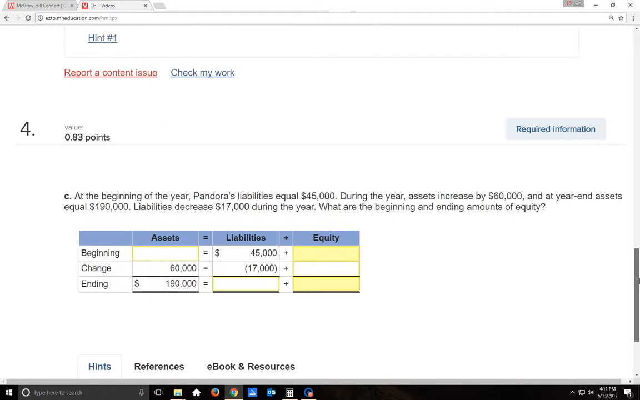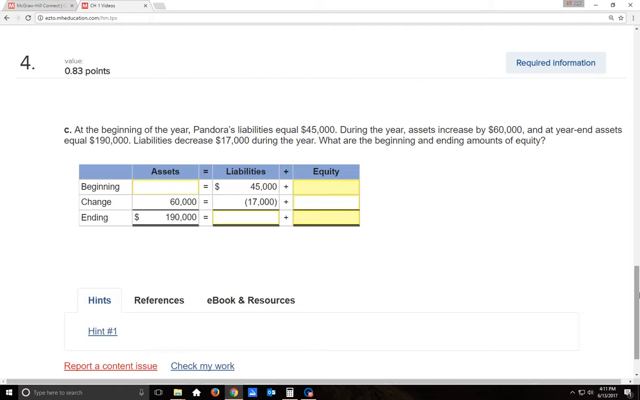Let's move now to Part C. At the beginning of the year, Pandora's liabilities equal $45,000. Notice that's written in the balance sheet equation. During the year, assets increased by $60,000. Notice that's listed as the change or the increase of assets. And at year end, assets equal $190,000. Oh, we know what they were at the year end.